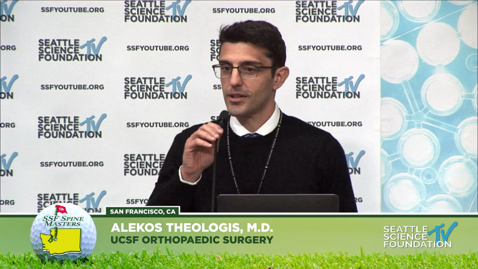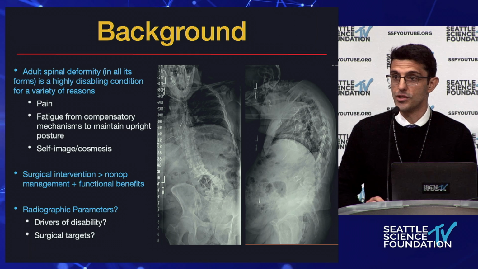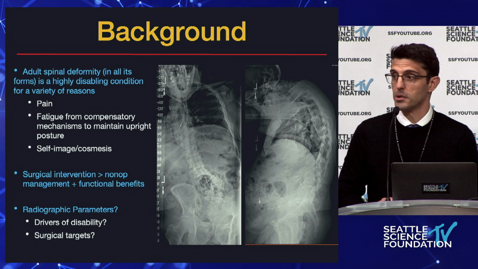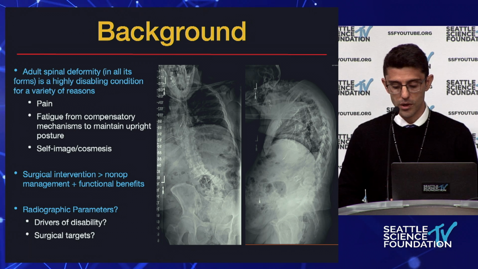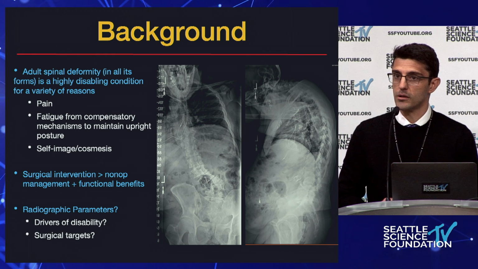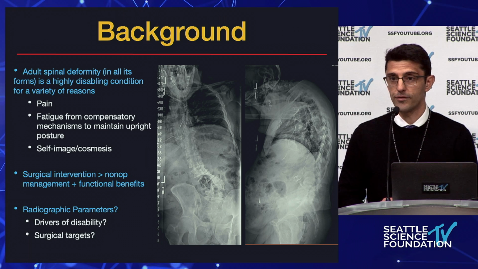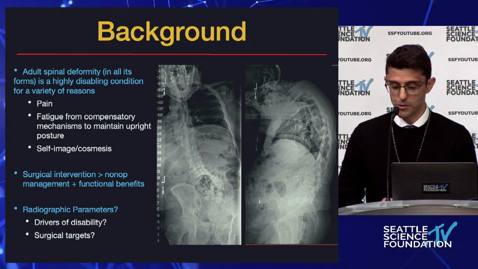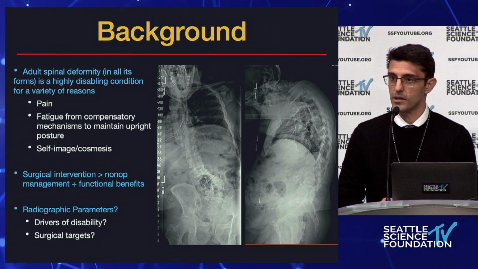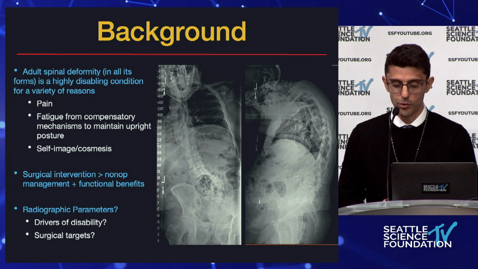So just to jump into it, by way of background, adult spinal deformity, as we all know, is a very heterogeneous condition that produces quite heterogeneous associated disability, not only functionally, but also from a mental health standpoint. Surgical intervention has been demonstrated on numerous occasions to provide significant improvements in quality of life, especially relative to non-operative management. But that really begs the question of what are the alignment parameters that drive disability and what are our surgical targets from a radiographic alignment standpoint?